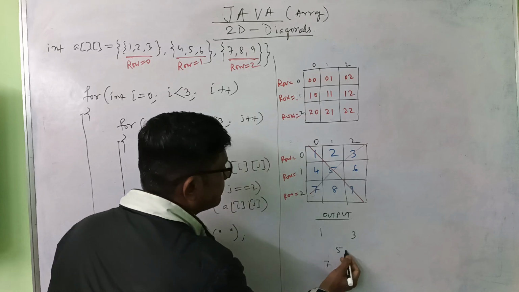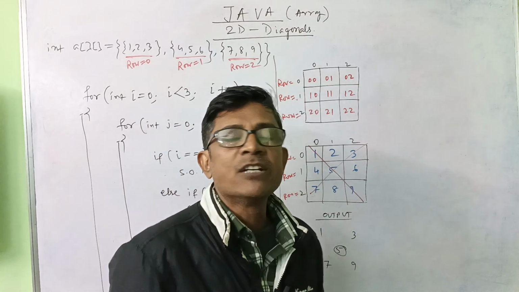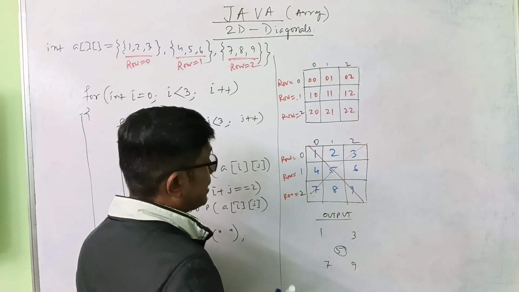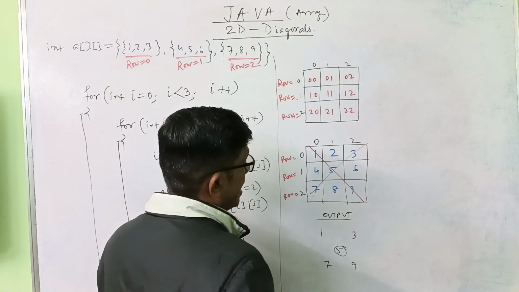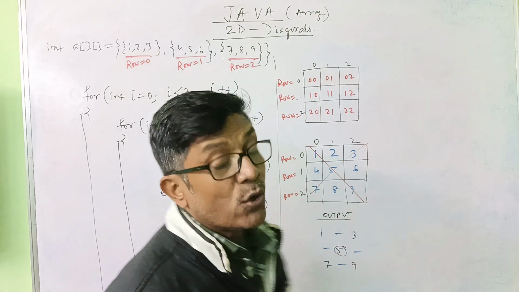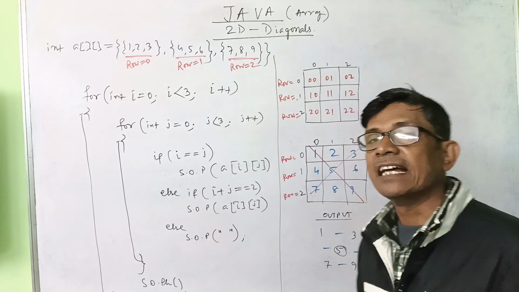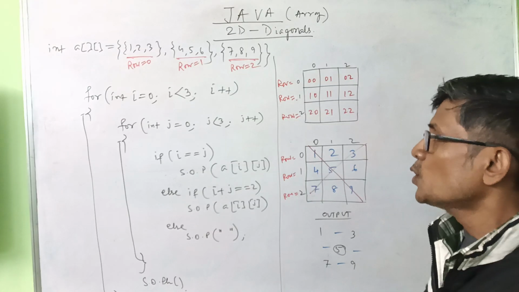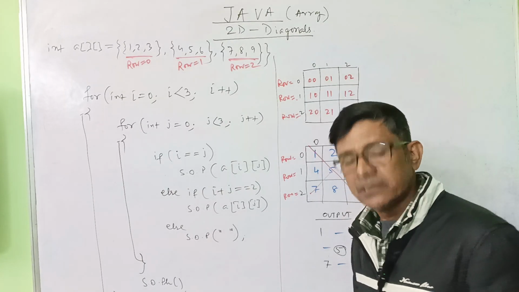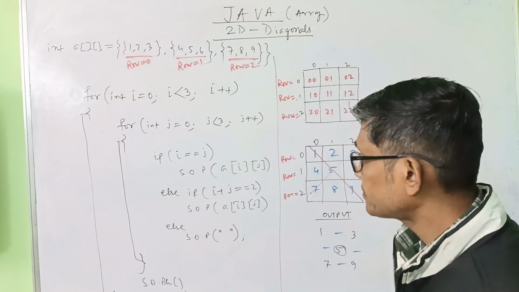So you can understand 5 is printed only once. And in the other places, we are printing a blank character. These are the positions where I am giving the dash. That means it is the blank position. So this program will work. I will test this program on the computer, then it will be clear for you.